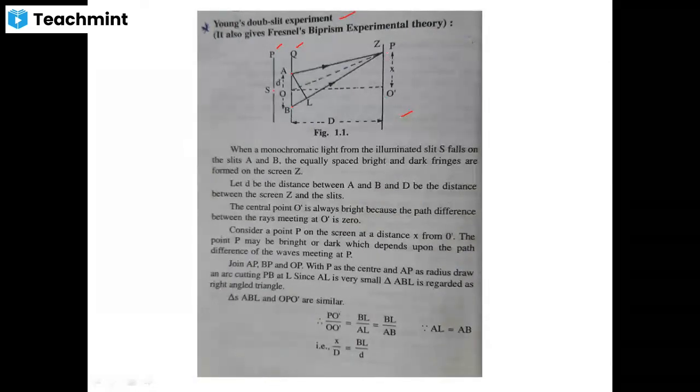So what we have here, this is Z. Z is a screen, right? What is the distance between this double slit and this screen? It is taken as capital D. What is the distance between the two openings, the two slits, A and B? It is taken as small d. You can see small d is the distance between the two openings A and B, right? And capital D is the distance between this double slit and the screen, right? Then S is the source, right?